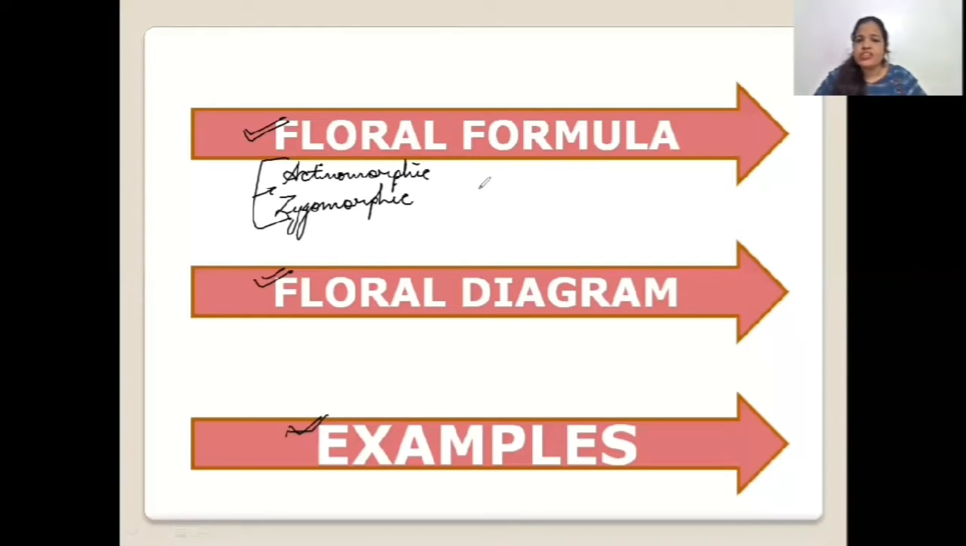Then we are going to discuss the sexuality of the flower. That is, is the flower bisexual, or is it just a female flower, or is it just a male flower? But you won't have to be worried about this because all the 4 families we have got are bisexual plants, means they have both male and female reproductive structures in a single flower. So this is one point where you won't have to learn anything. Okay.